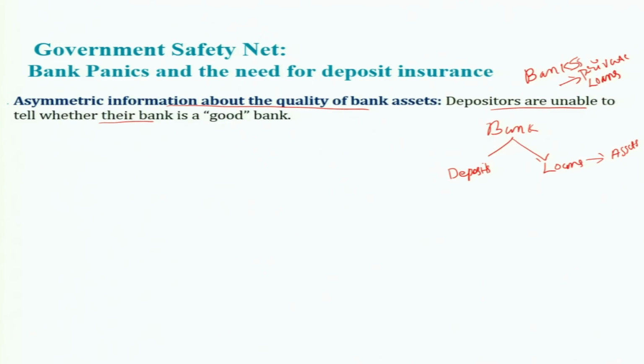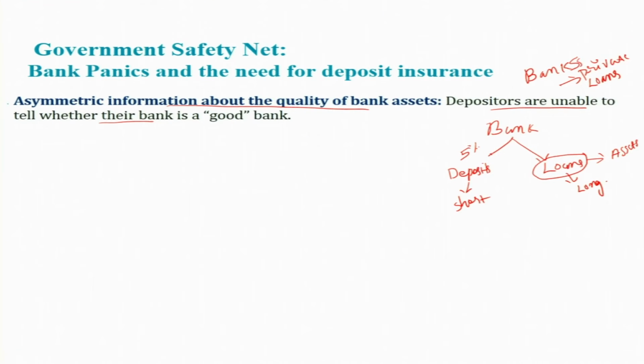So banks normally operate in that they borrow short and lend long term. That is the asset transformation that banks normally get engaged in. So in this process, the asset quality matters, because depositors deposit their money in the bank and they get an agreed rate of interest, maybe for example 5%.